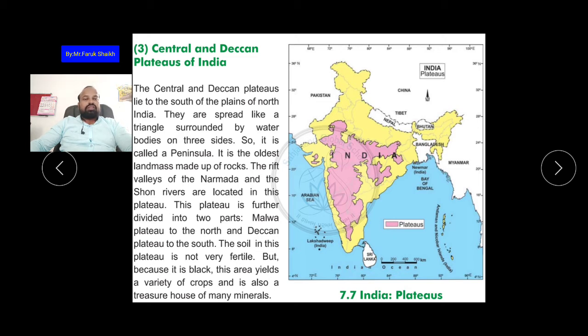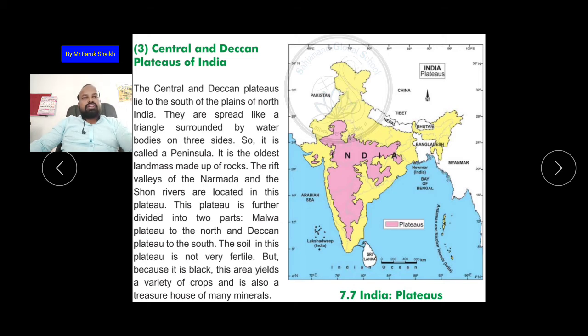Okay, now the Central and Deccan Plateau of India. यानी कि the land whose level is higher than sea level is called a plateau. The Central and Deccan plateaus lie to the south of the plains of North India. They are spread like a triangle surrounded by water bodies on three sides. Here you can see it is narrower from here, then it becomes broad.